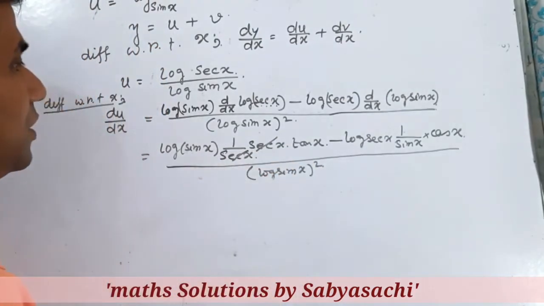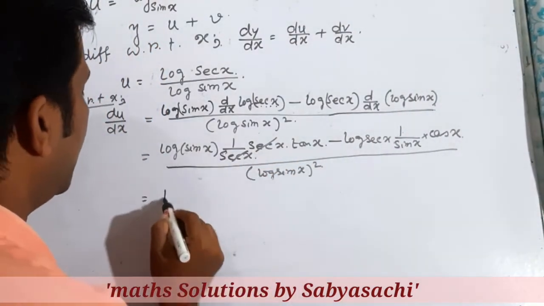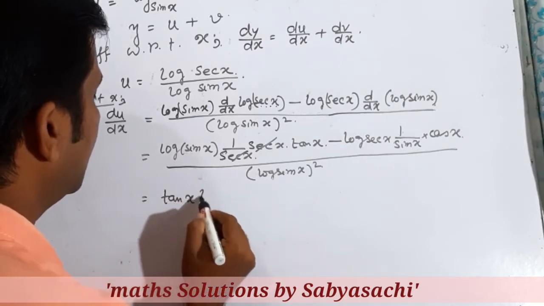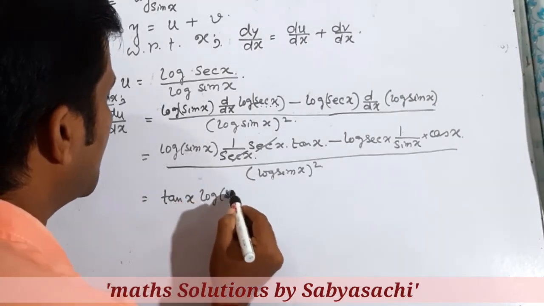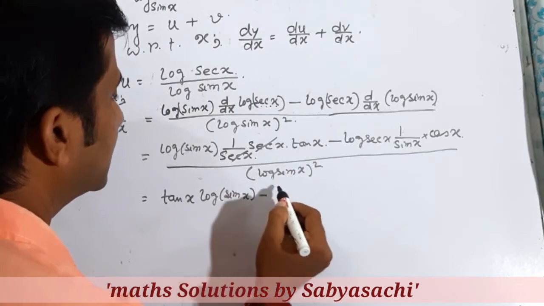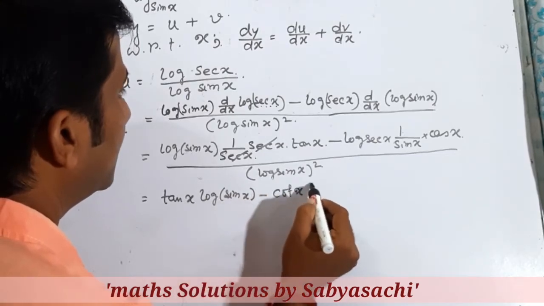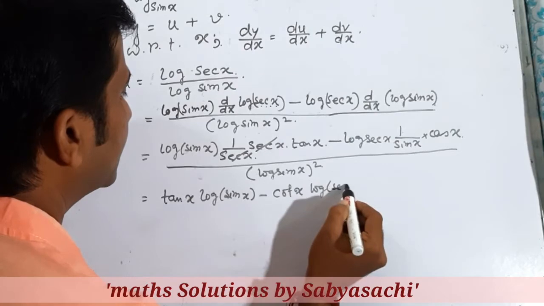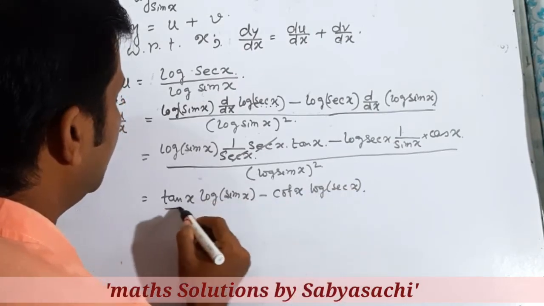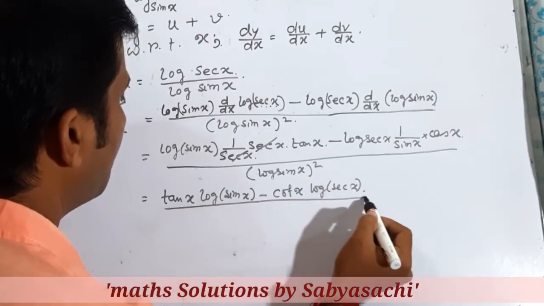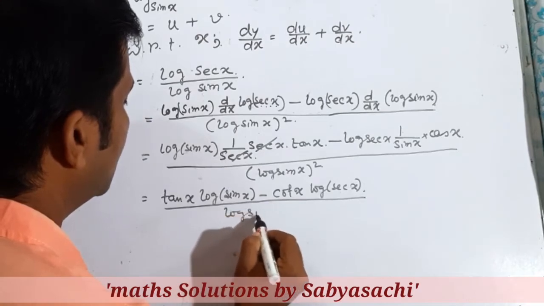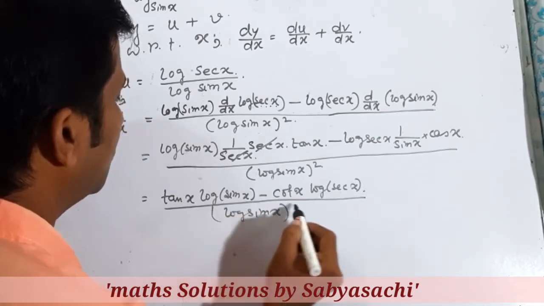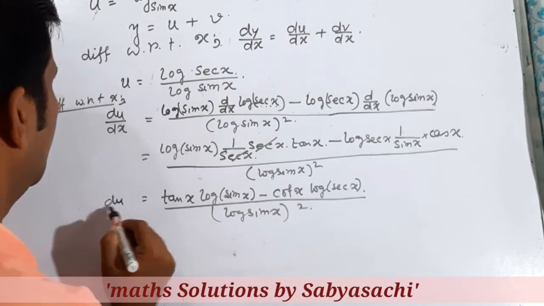Cancelling sec x, we get tan x into log sin x minus cot x into log sec x, divided by log sin x whole square. This is du/dx.